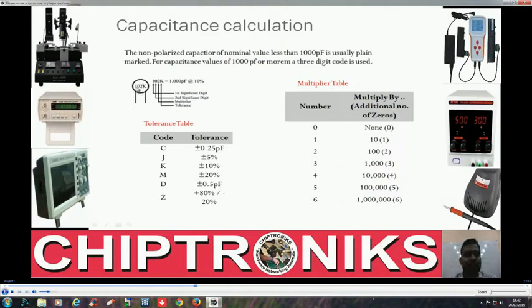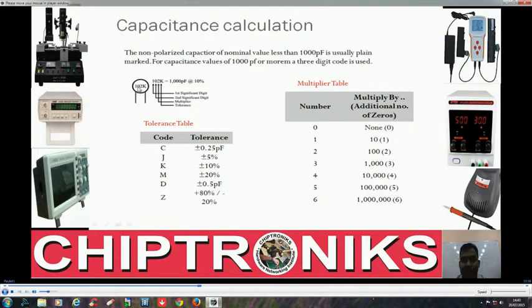So let us calculate. 1 and 0 are the first two digits, and 2 is the multiplier. So 10 times 10 to the power 2, plus or minus, K being 10%, that means 1000 picofarad plus or minus 10%. This way we can calculate the capacitance of any non-polarized capacitor where a three-digit value is written. Like how to calculate the first two digits.